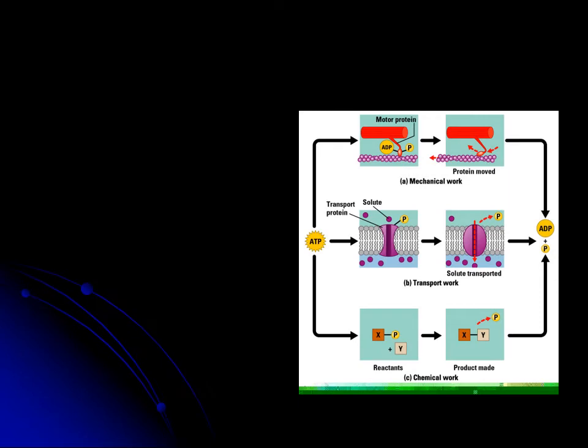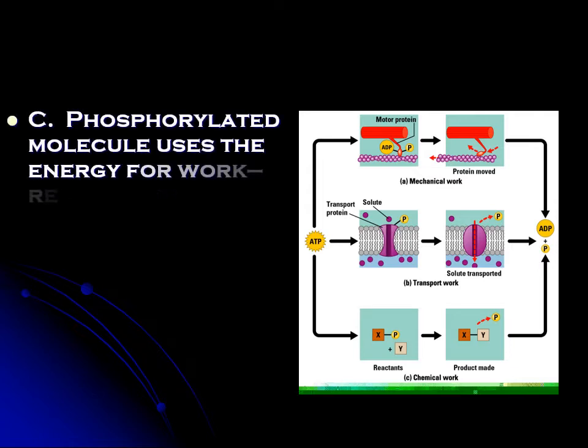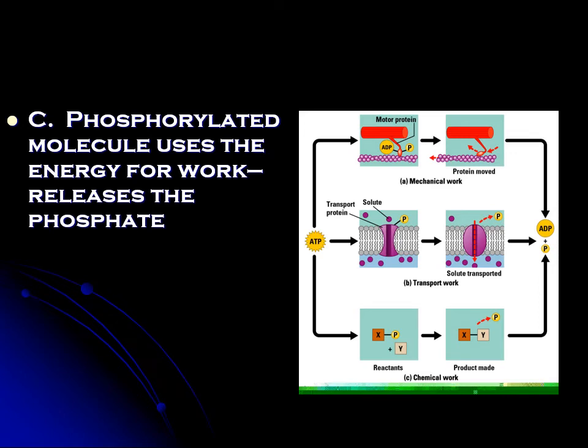It's not just used for enzymes, but it's used for a lot of other processes as well. So phosphorylated molecules use the energy for work, and then it releases the phosphate after it's done. Take a look at the top picture. Here's a muscle fiber, looking at this one up here. It's taking the ATP right here, and the ATP then activates this muscle fiber.